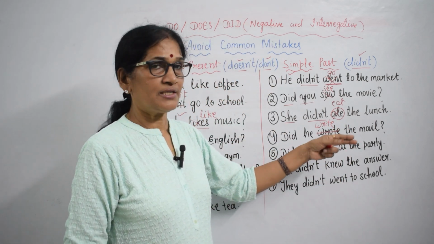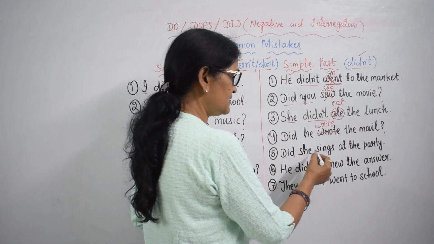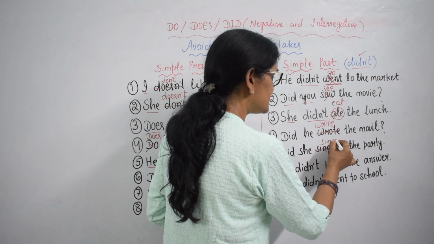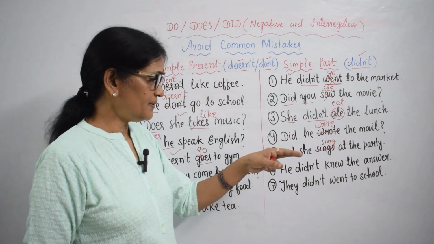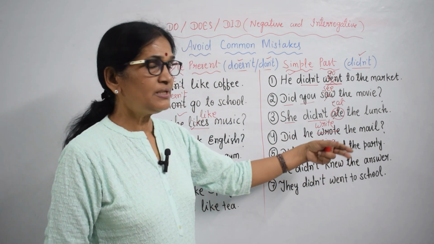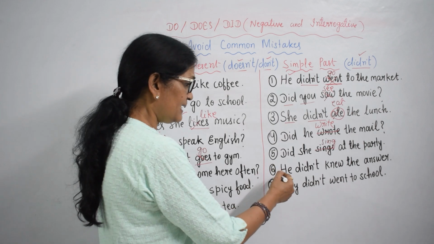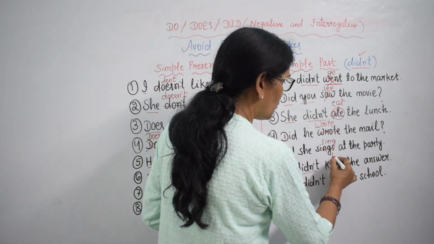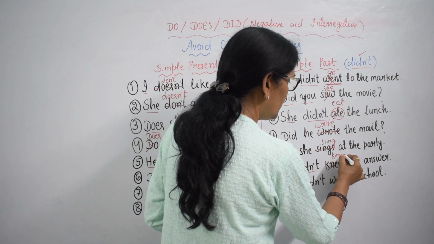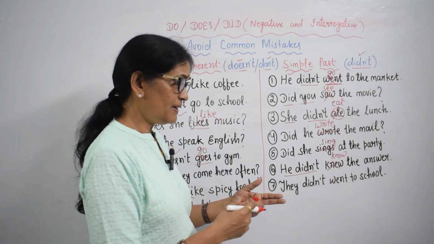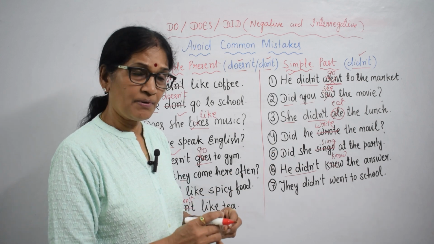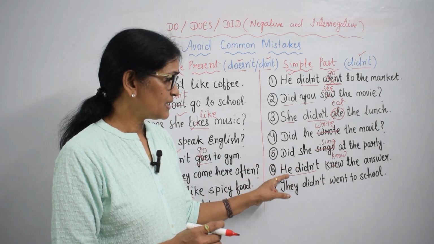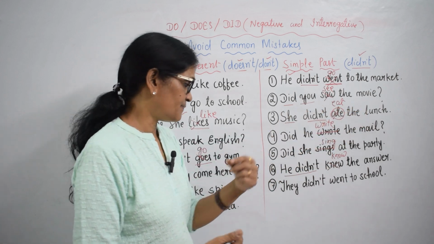"Did she sings at the party?" Did she sings? The base form of the verb is sing. Did she sing at the party? "He didn't knew the answer." He didn't knew. The base form is know: know, knew, known. In negative and interrogative sentences, for simple past, we use know, the base form of the verb, with didn't. He didn't know the answer.